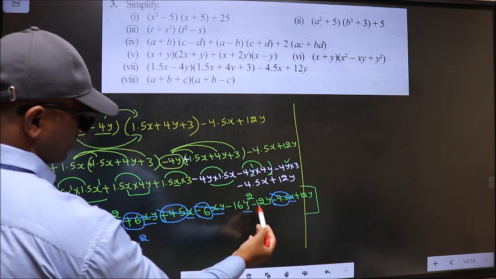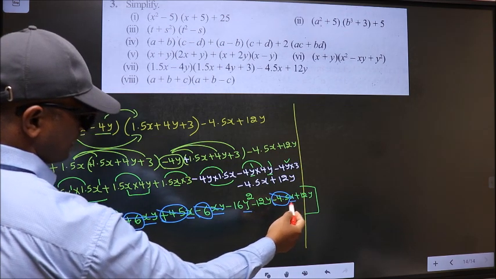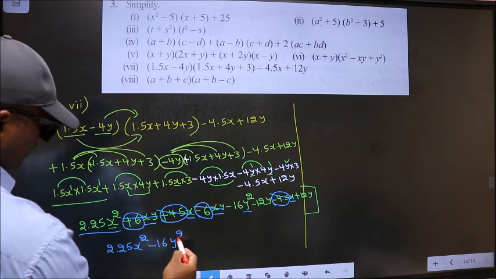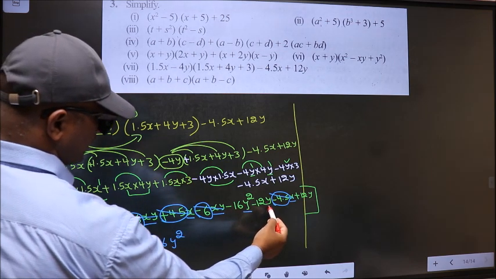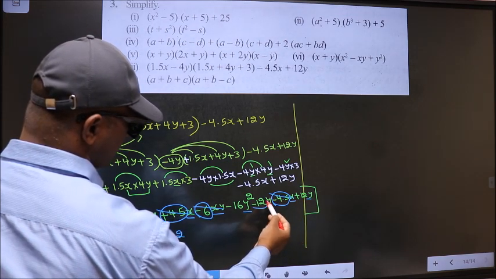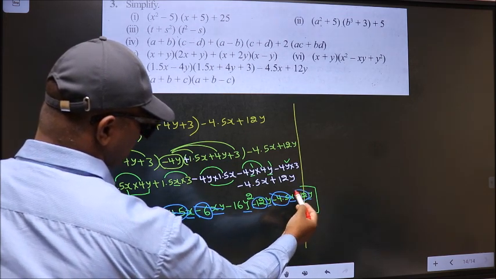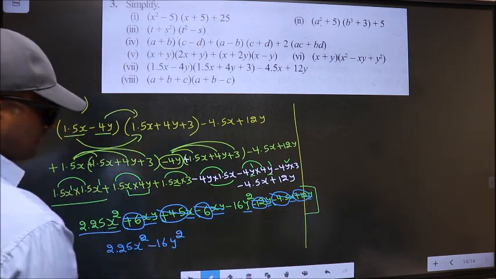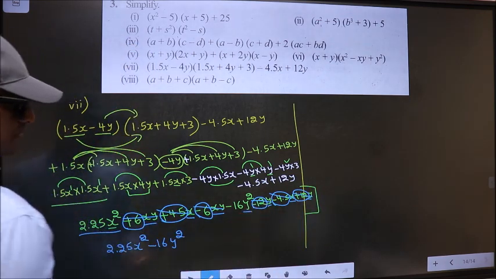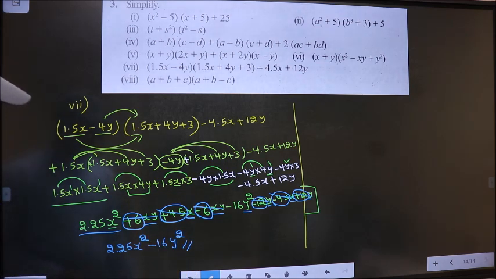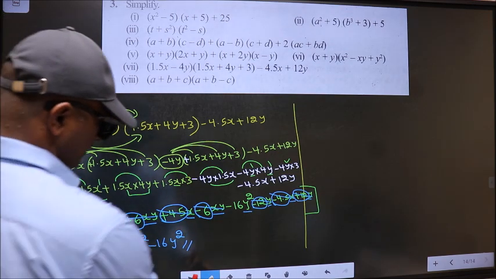Next term y square. Do we have y square term here? No. So this as it is you write. Next term y. Here also y. Before y it is minus 12 and here it is plus 12. So minus 12y plus 12y cancel out. No more terms are left out. So this is our answer. Next, 8th bit.